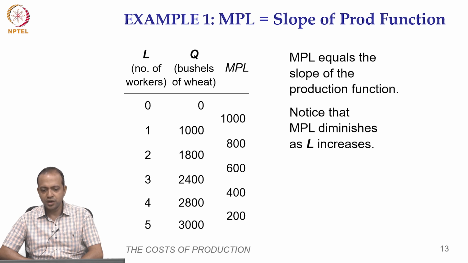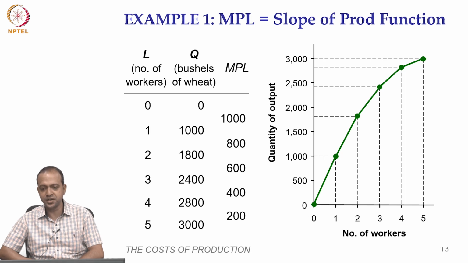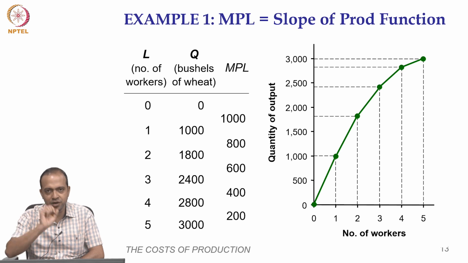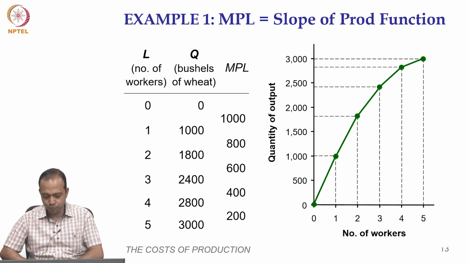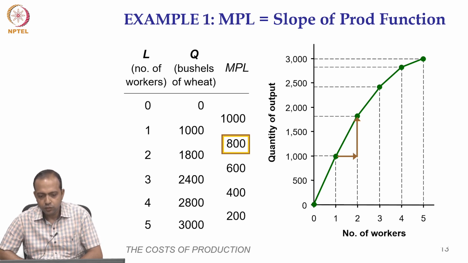So, that is why MPL diminishes as labor increases, and this explains why the production function gets flatter as labor increases. You can easily check. Initially it is very steep, and then after some point it becomes flatter. If you compute the slope, you can easily understand. Look at the slope, 1000 and then 800. Okay. All right.